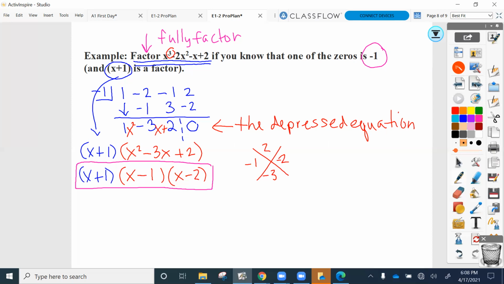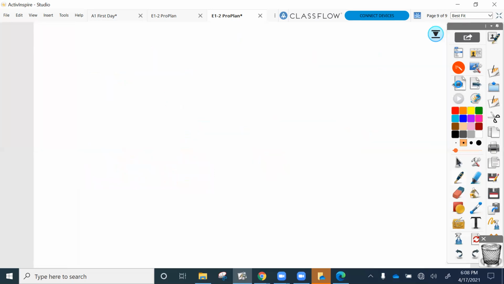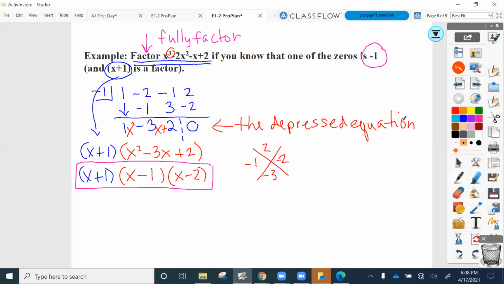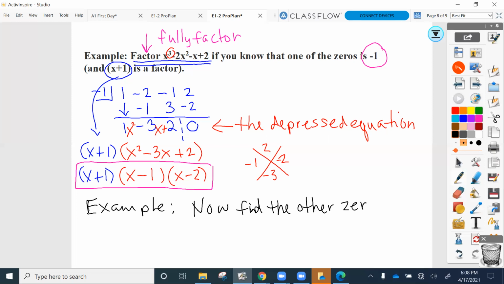All right, let's see, there's one other. Okay, so let's say, I'm going to do another little sub. I thought I typed this up, but I guess I didn't. Let's see, this is an example. Just this example. So I could also ask you to now find the other zeros or solutions.